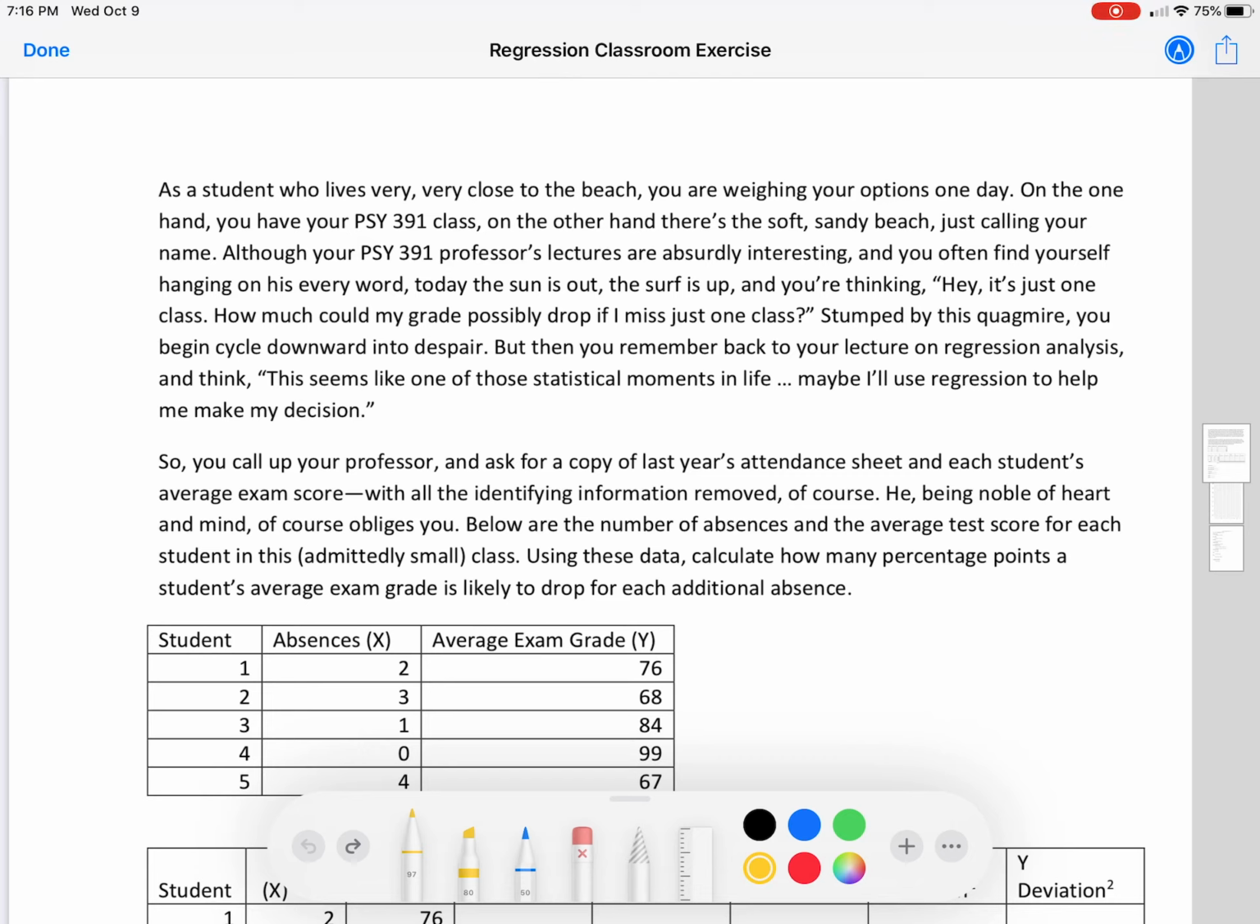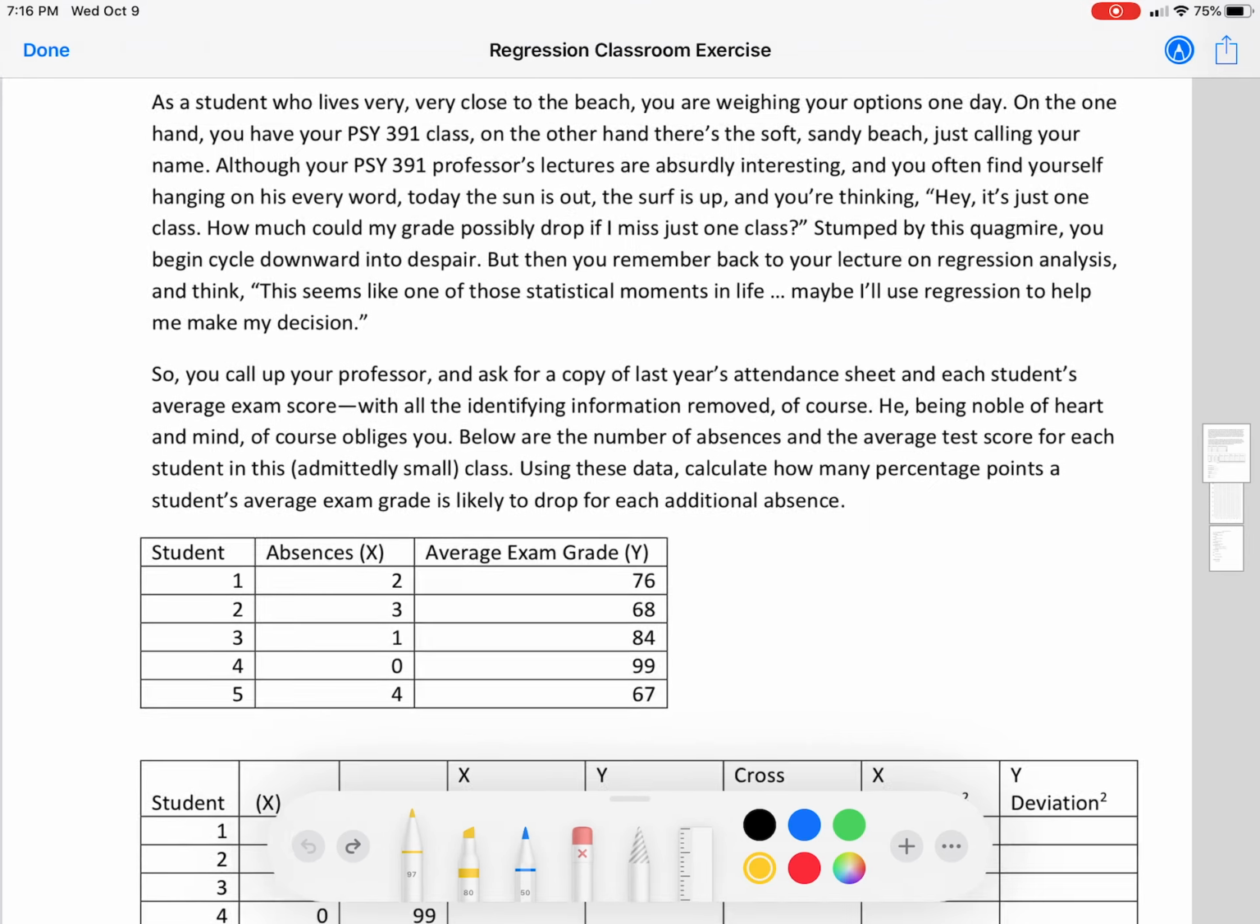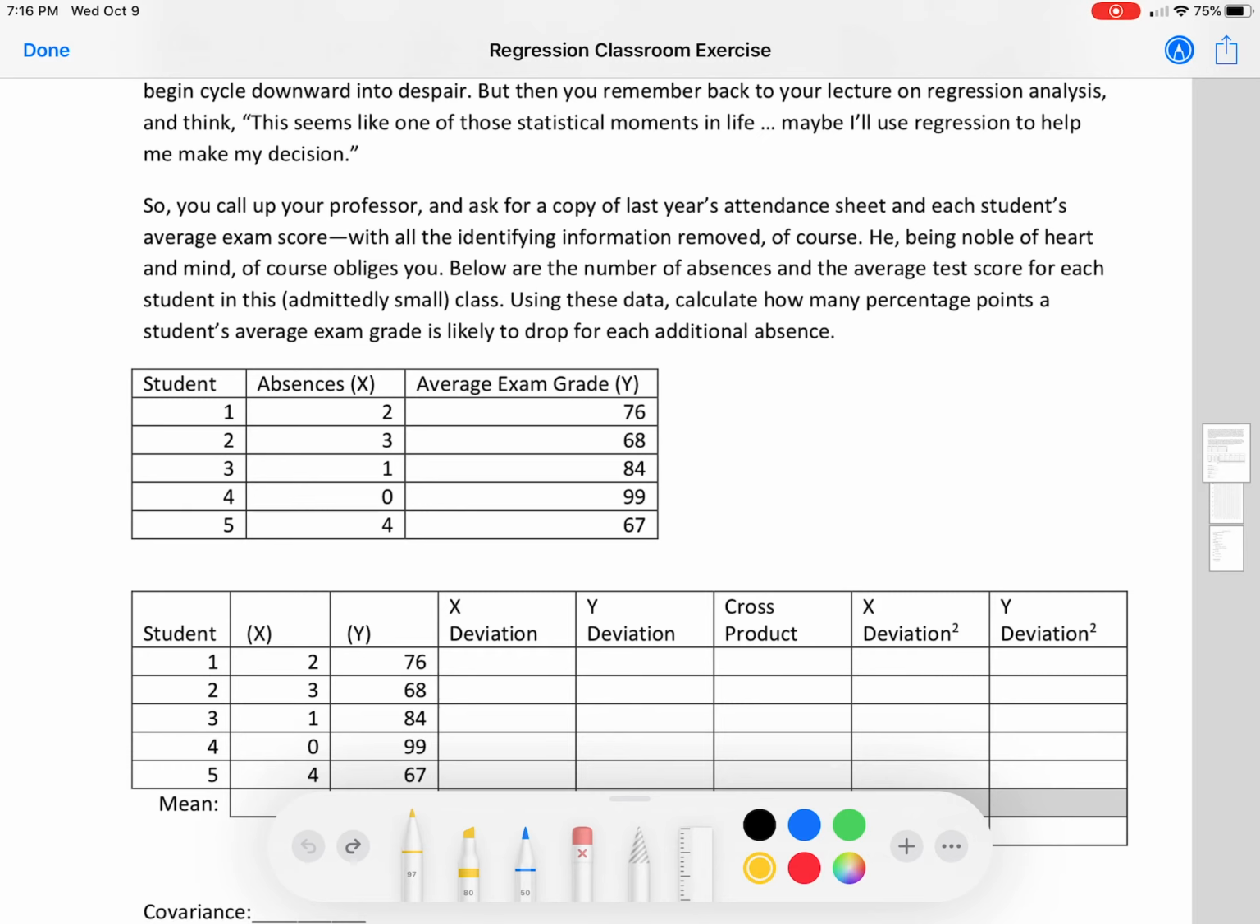How much could my grade possibly drop if I missed just one class? Stumped by this quagmire, you begin to cycle downward in despair. But then you remember back to your lecture on regression analysis and think, this seems like one of those statistical moments in life. Maybe I'll use regression to help me make my decision. So you call up your professor. You ask for a copy of last year's attendance sheet and each student's average exam score, all with the identifying information removed, of course. He, being noble of heart and mind, of course obliges you.